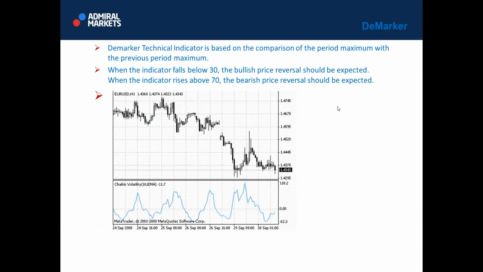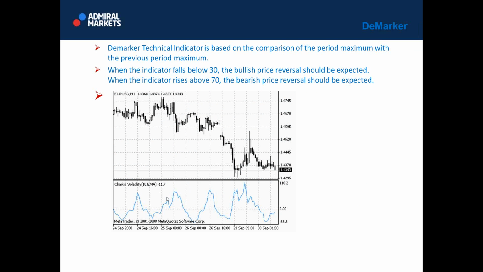Next one which we will talk about is DeMarker. The DeMarker technical indicator is based on the comparison of the period maximum with the previous period maximum. When the indicator falls below 30, a bullish price reversal should be expected. When the indicator rises above 70, a bearish price reversal should be expected. So basically, this is shaken volatility.